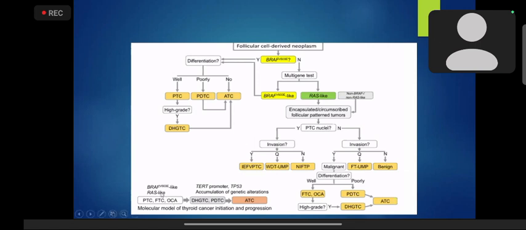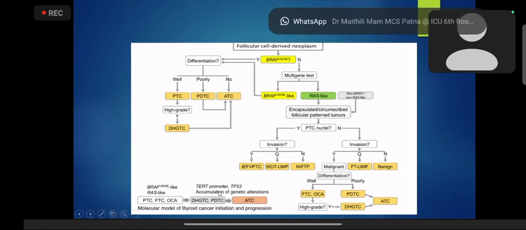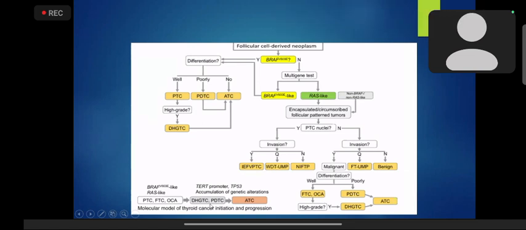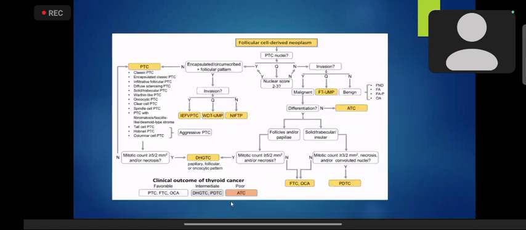So BRAF-like, RAS-like, and finally TERT promoter and accumulation of genes lead to differentiated high grade and PDTC, which is the intermediate group, and finally to anaplastic thyroid cancer. Similarly, if PTC nuclear features are present, they look for invasion. If invasion is present, then malignant or not. Differentiation is present with a solid, trabecular, insular pattern. If the mitotic count is more than 3 and convoluted nuclei are present, then it is poorly differentiated thyroid cancer.